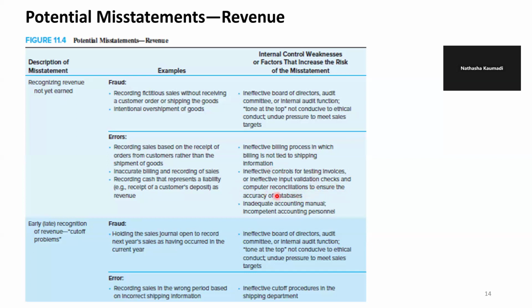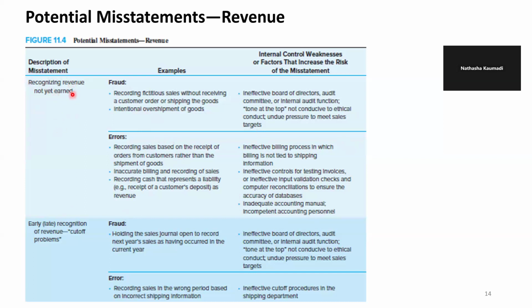Basically, lack of reconciliations. If you reconcile, you will find out these issues. Inadequate accounting manual, incompetent accounting personnel. So if a person doesn't know how to differentiate a sales advance from an actual sales transaction, if the person doesn't know the double entries correctly, definitely there can be errors. So these are the issues, right? I'm not going to go one by one. I'll just show you the misstatements.